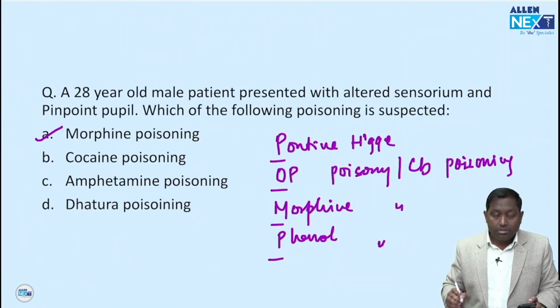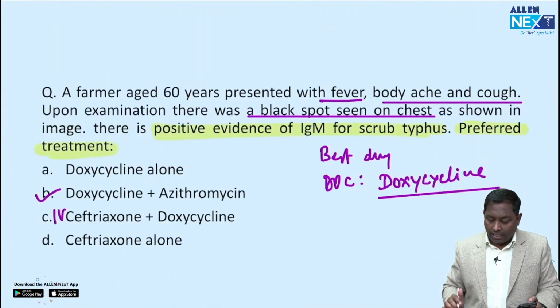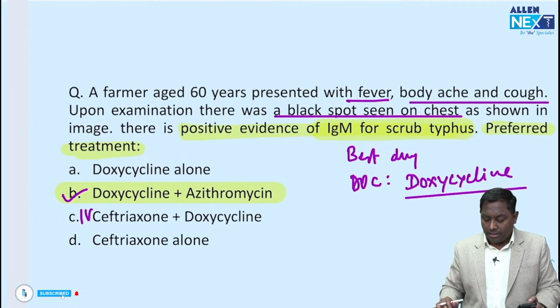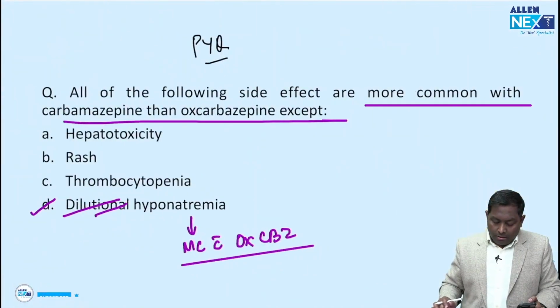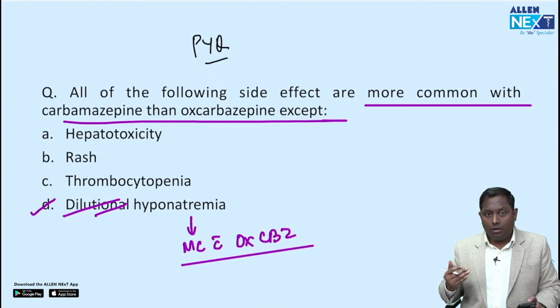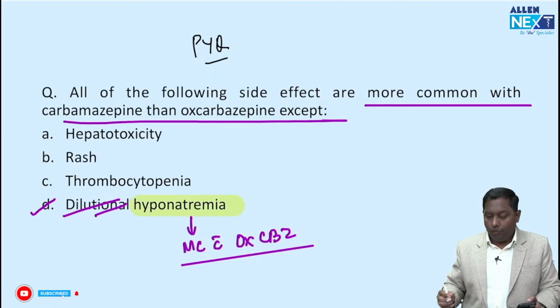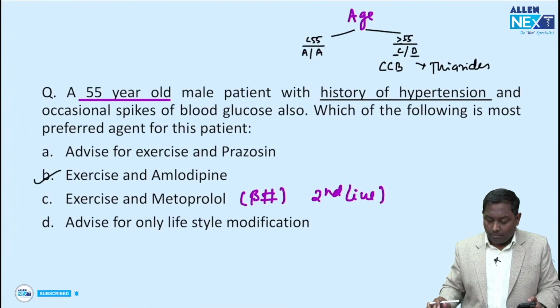Next that we are having is pinpoint pupil, morphine will be the correct answer. IgM and scrub typhus, I would strongly recommend going ahead with doxycycline and azithromycin if both combinations are given. Then we are having what is more common with oxcarbazepine compared to carbamazepine. So hyponatremia is more common with oxcarbazepine as compared to carbamazepine.